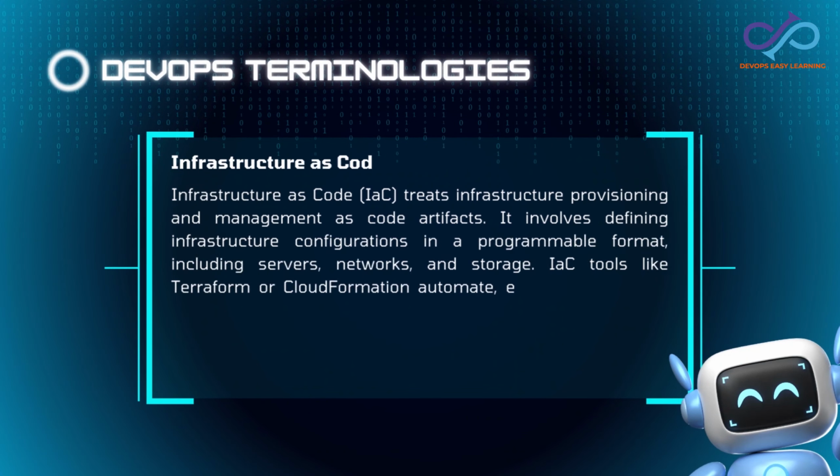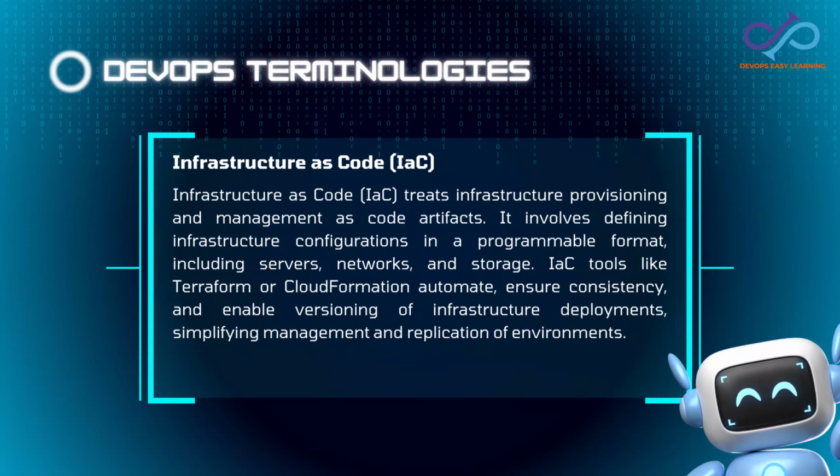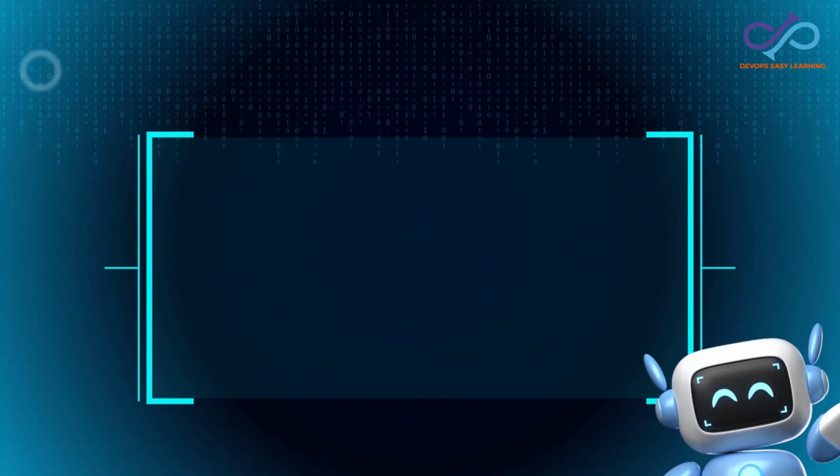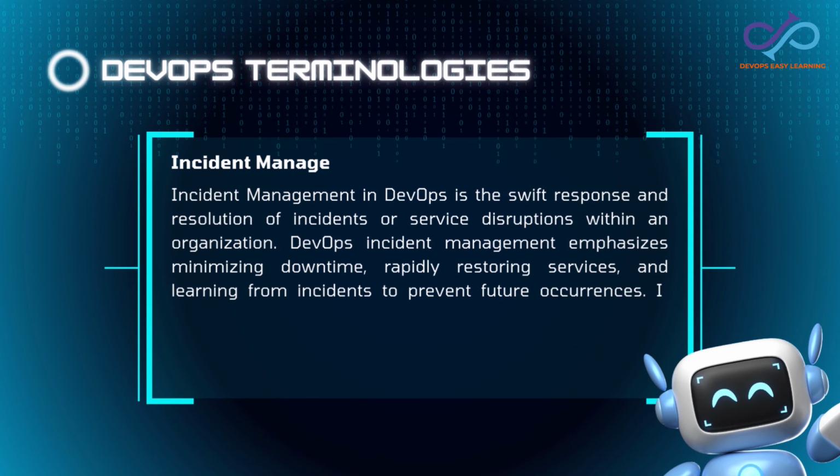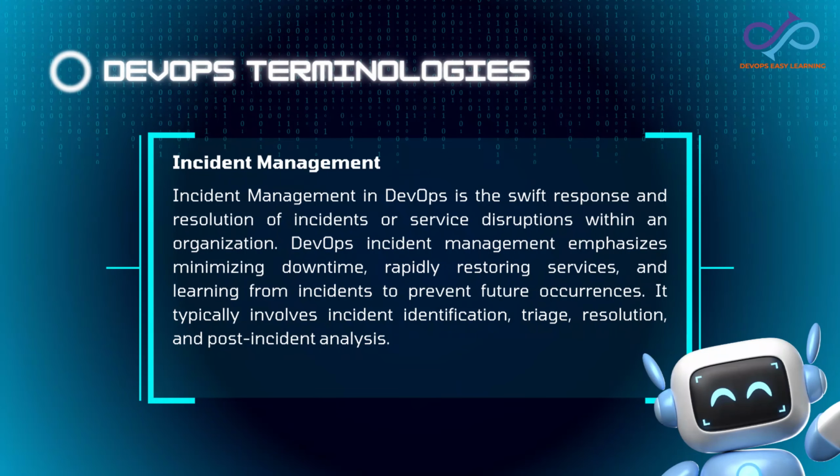Infrastructure as code. Infrastructure as code treats infrastructure provisioning and management as code artifacts. It involves defining infrastructure configurations in a programmable format, including servers, networks, and storage. IaC tools like Terraform or CloudFormation automate, ensure consistency, and enable versioning of infrastructure deployments, simplifying management and replication of environments.